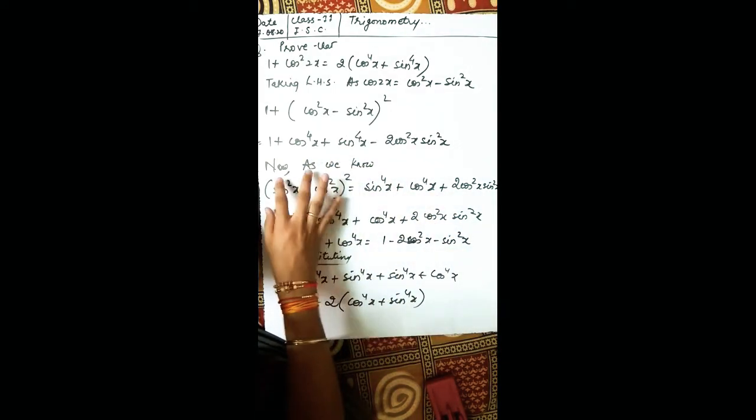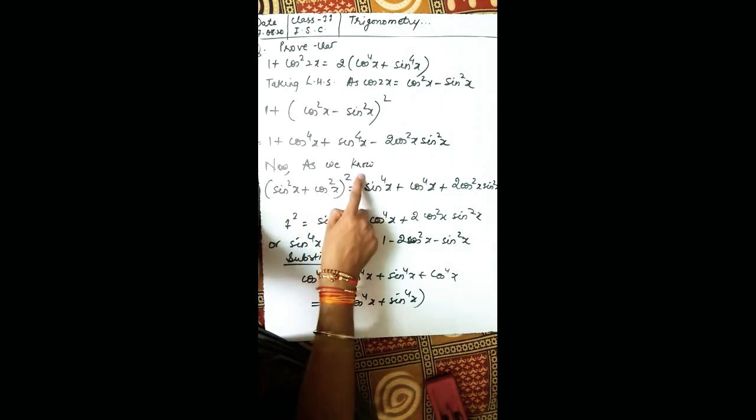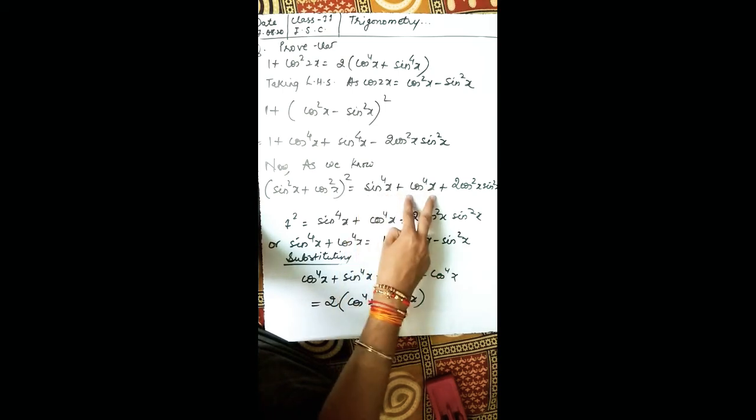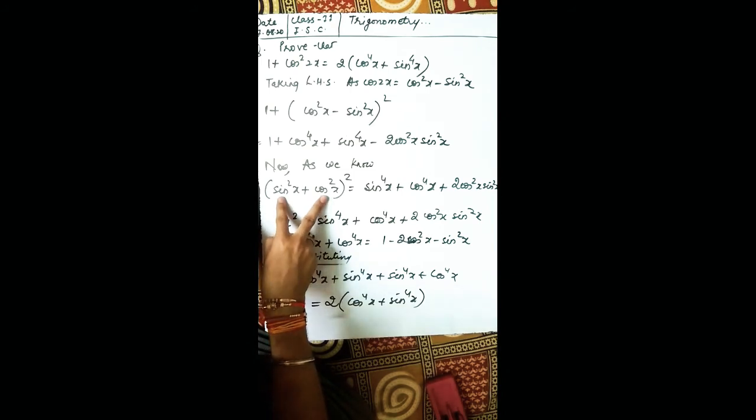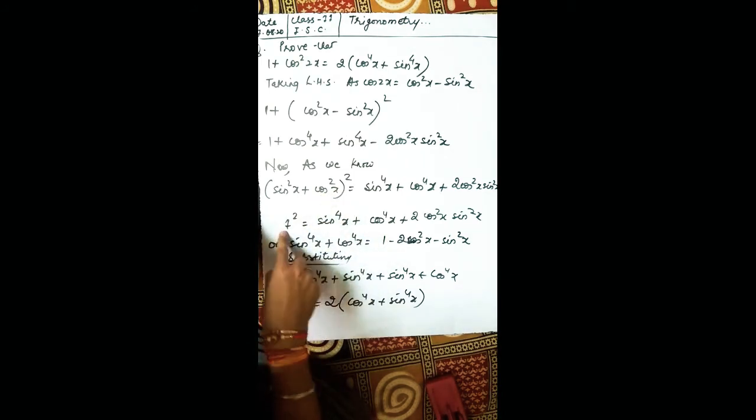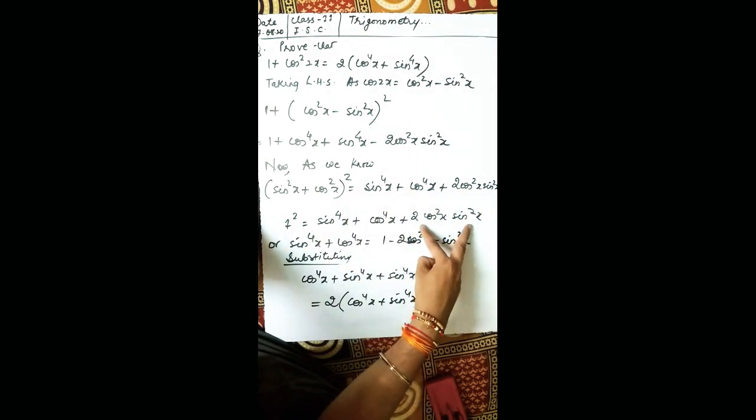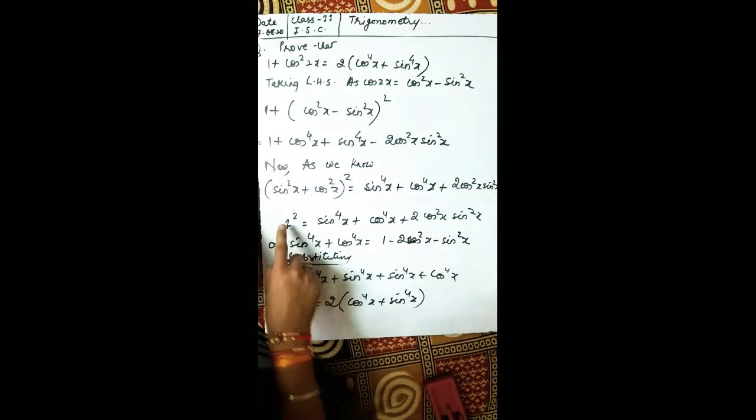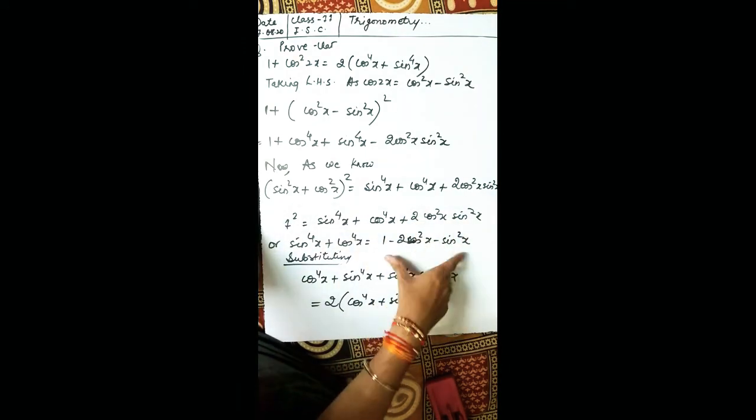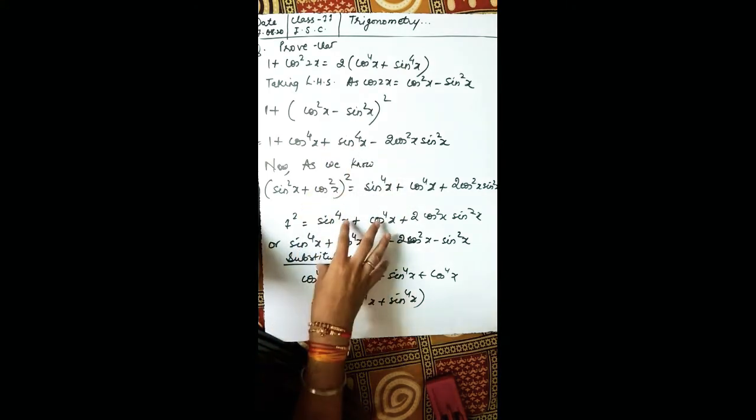From here I'm going to just tell you, as we know that sin square x plus cos square x is 1. If I ask you what will be sin square x plus cos square x the whole square, you'll tell me sin to the power 4x plus cos to the power 4x plus 2 cos square x sin square x. But your sin square x plus cos square x is 1. So 1 square is equal to sin to the power 4x plus cos to the power 4x plus 2 cos square x sin square x. Now what you do, take this term this side. So 1 minus 2 cos square x sin square x will give you sin to the power 4x plus cos to the power 4x.